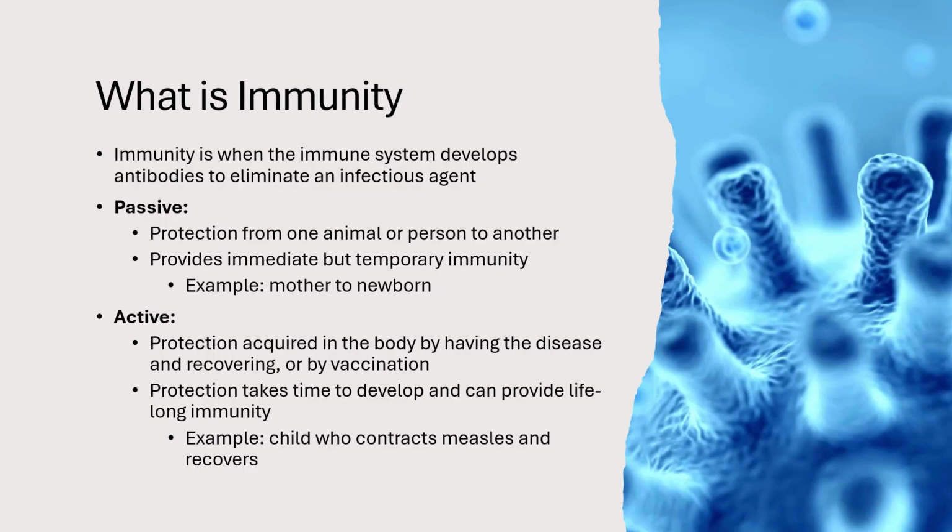The other immunity is active. Active immunity is the protection acquired in the body by having the actual disease or by a vaccination. So the protection takes time to develop and can provide lifelong immunity. An example would be a child who has contracted measles and has now recovered. Or if you have received a vaccine and you have received a lower count of that type of bacteria or virus, and your body has now been able to produce those antibodies against that disease.